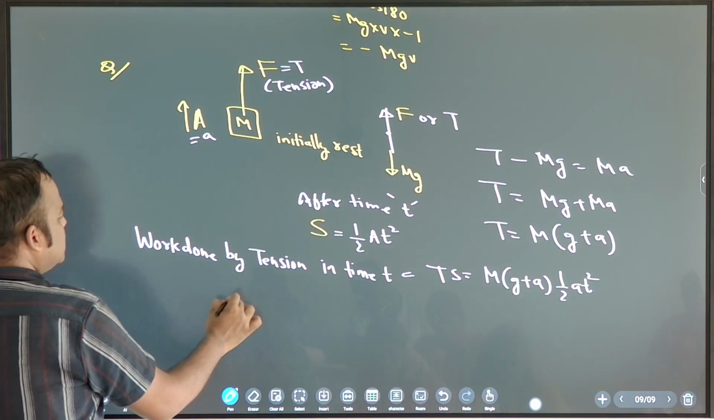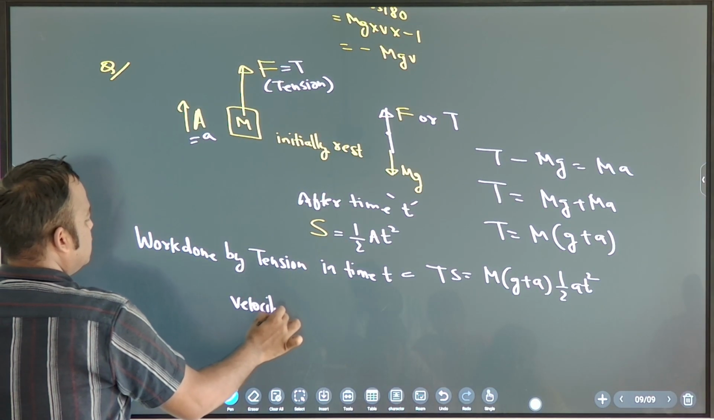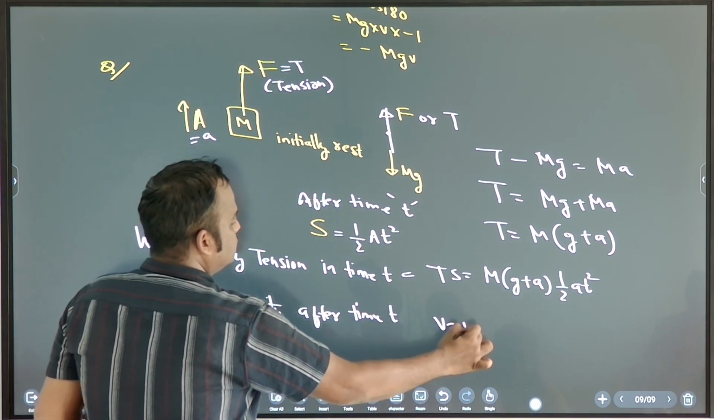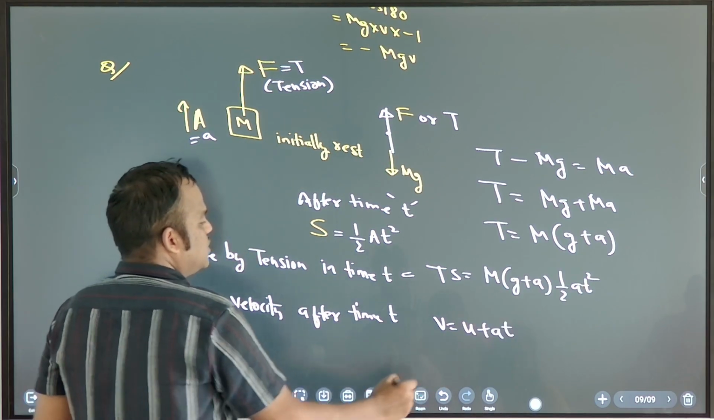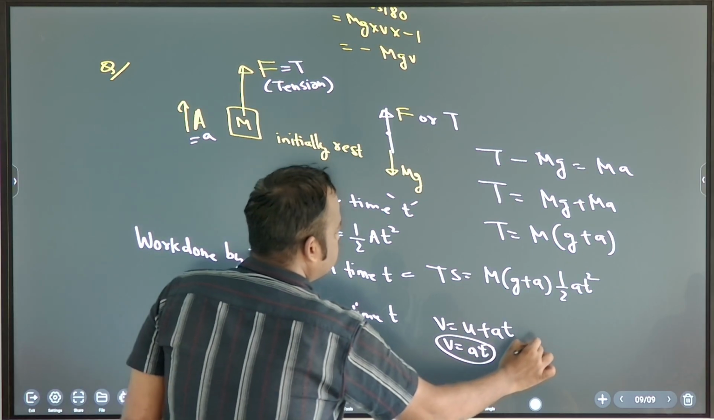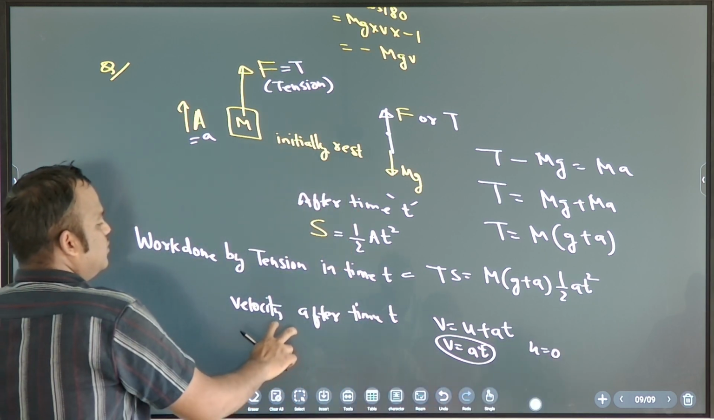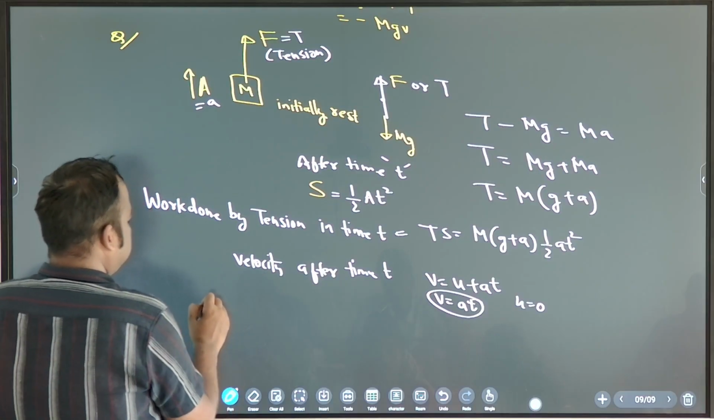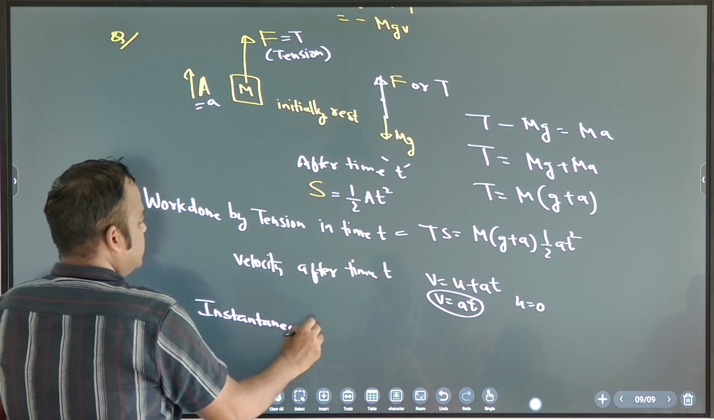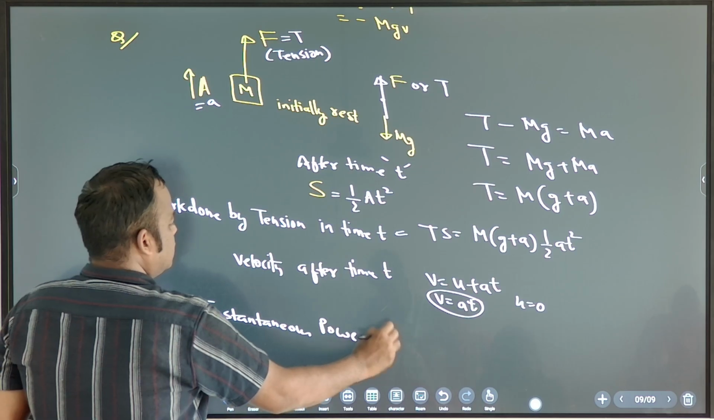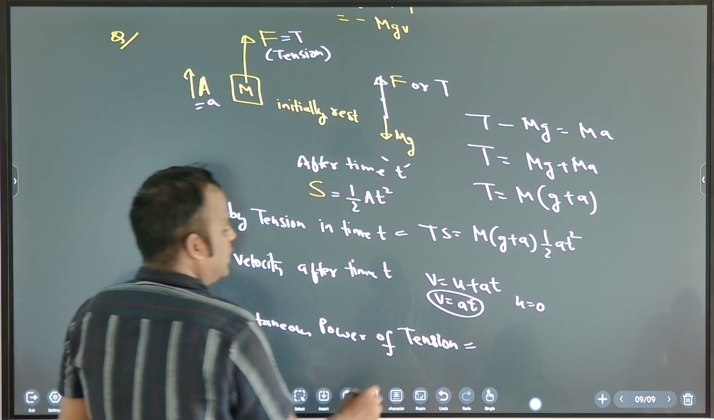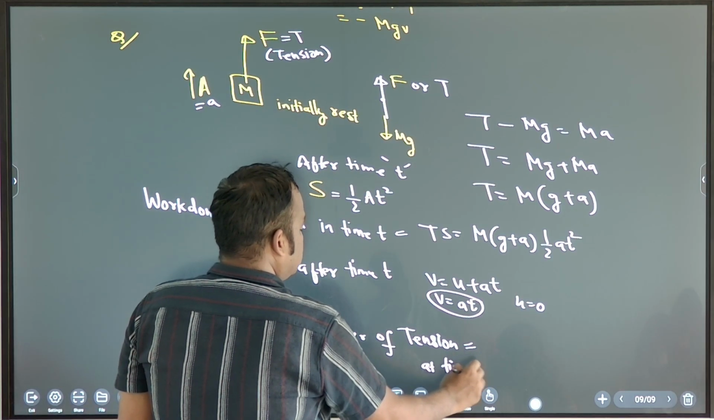Now what is velocity after time t? Velocity after time t. V is equal to u plus at. What is u? 0. So what is v? At. U is 0. So what is the instantaneous power? Instantaneous power of tension. How much is instantaneous power of tension at time t? At time t, tell me.